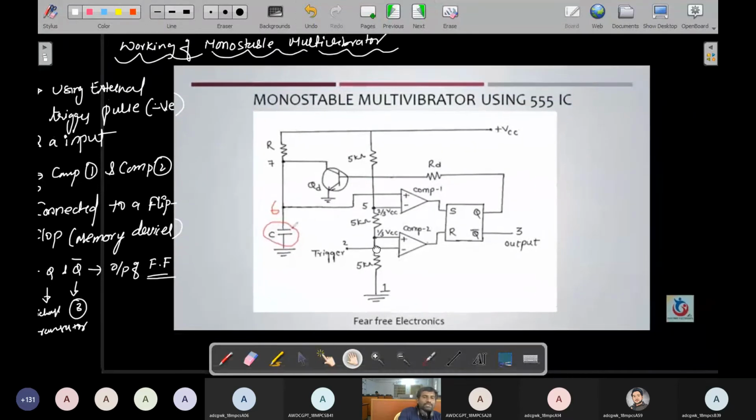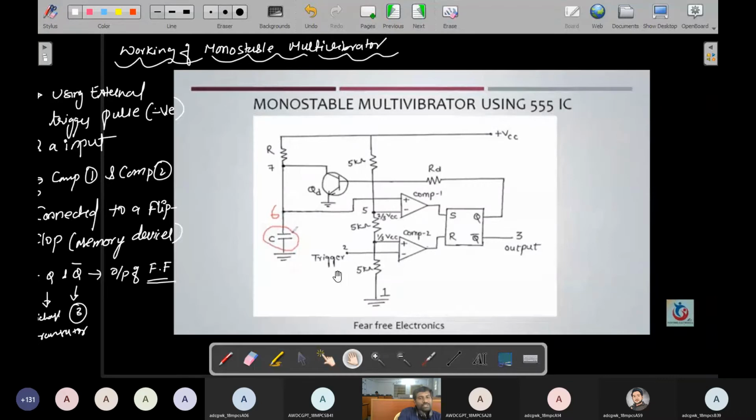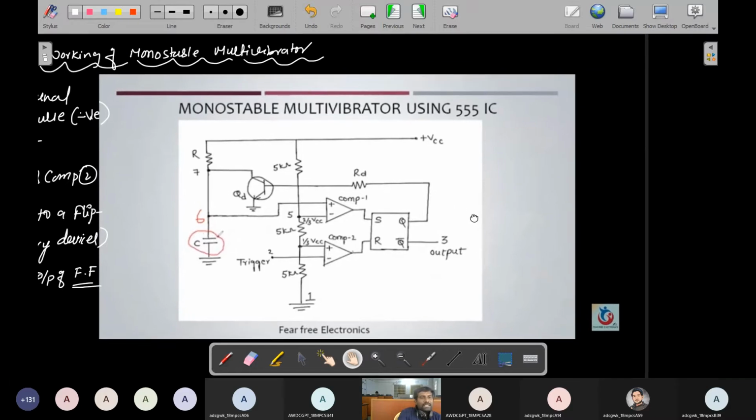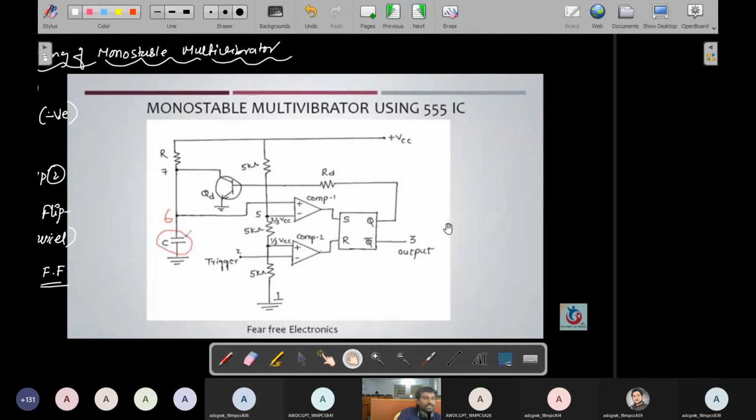Right now, first of all, assume that this capacitor is fully charged. So the first key point I'll write here on the left side. Now I'll explain the working procedure. Suppose capacitor C is fully charged.